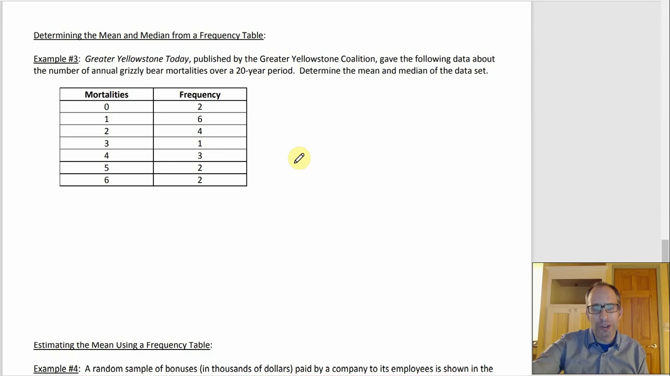All right, so Greater Yellowstone Today, published by the Greater Yellowstone Coalition, gave the following data about the number of annual grizzly bear mortalities over a 20-year period. I rewrote this and I kind of truncated the language. I could have written that better. What that's supposed to be about is grizzly bears that died, not grizzly bears that killed people. And that's not really obvious from the way that I have that written now. So sorry about that.